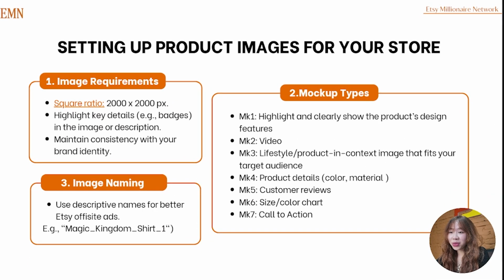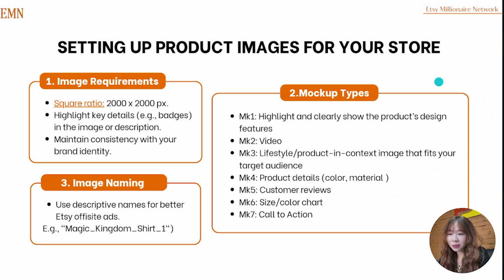Well, let's talk about the winning product image. Your shop's images are a great weapon for turning browsers into buyers. In terms of image requirements, as it's all about consistency, here's how to nail it. Use a square ratio, and stick to 2000 by 2000 pixels for perfect display. We must highlight the key details in the image or description. Furthermore, we also need to keep colors and fonts aligned with your shop vibe to build trust.